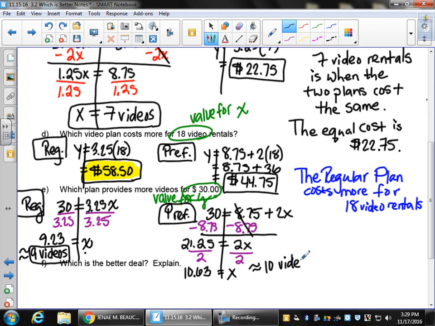Notice that I did not round up. There is a reason. You can't rent 0.63 of a video, and if you don't have enough for the 11th movie rental, the business won't say, oh, okay, yeah, we'll cover the rest of the cost. So when you're talking about renting or paying for something, just because it's higher than 0.5 doesn't matter. You have to round down because no business gives away something for free.